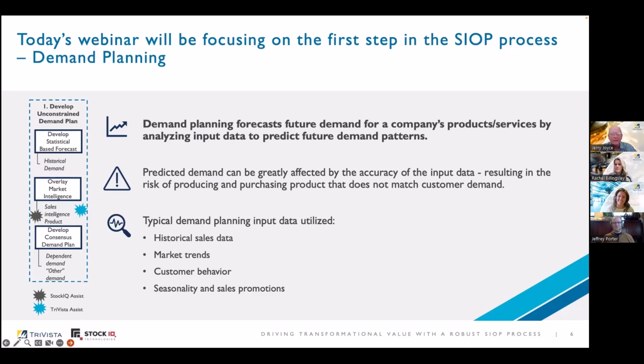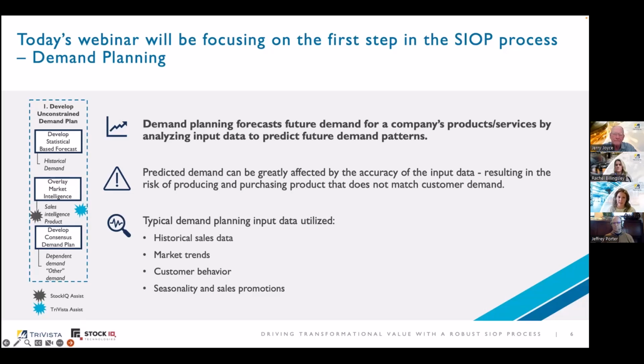A little bit about sales intel. It's really everything that would not be reflected in the historical sales data. So it's like new product introductions, one-time events, promotions, or one-off customer actions, key wins and losses, planned obsolescence, product rollovers, new business trends, anything that wouldn't be reflected in the history and the statistical forecast.